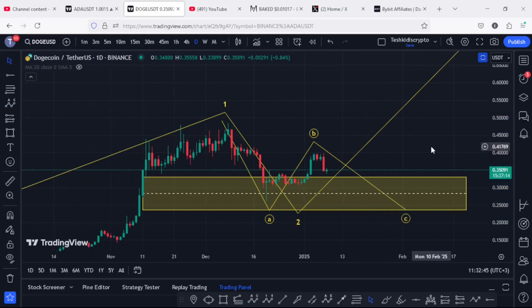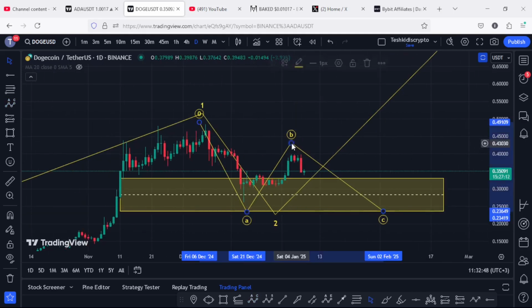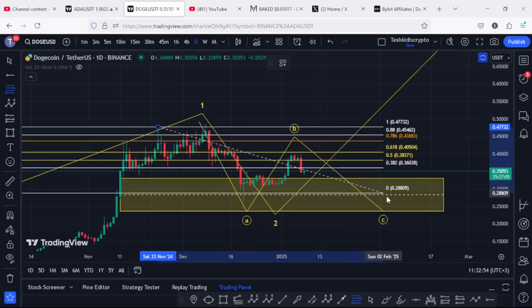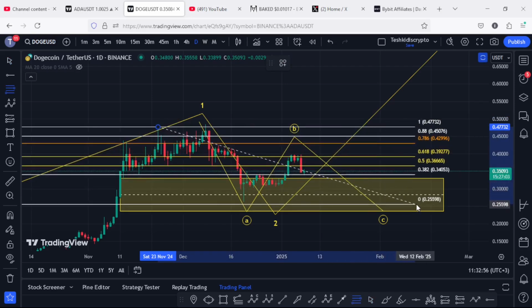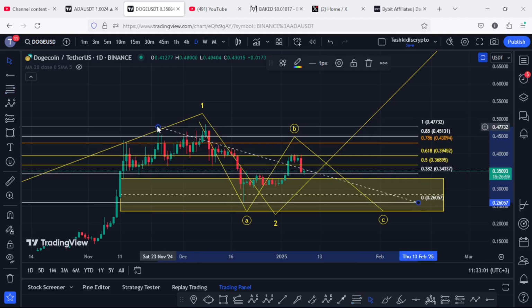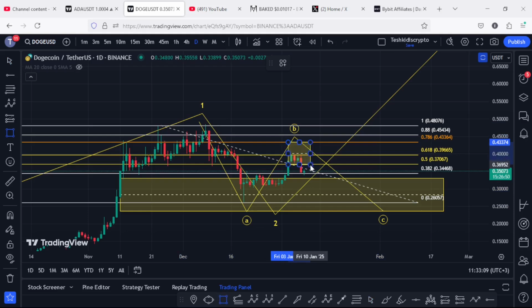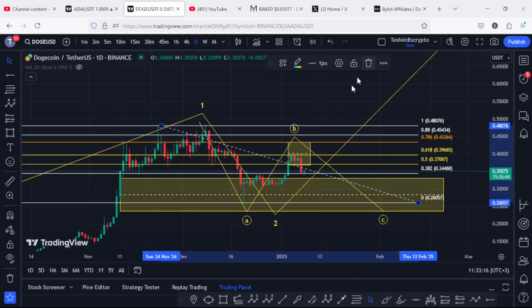And using the Fibonacci's, we can get the minimum target areas for this wave B by connecting the fibs from the high of that wave 1, then dragging the fibs to the low of that wave A, and I get a minimum target area for the wave B between the fib level 0.786 and the fib level 0.5, and that is between the 0.43364 and the 0.37, the area that I have marked here on the charts.